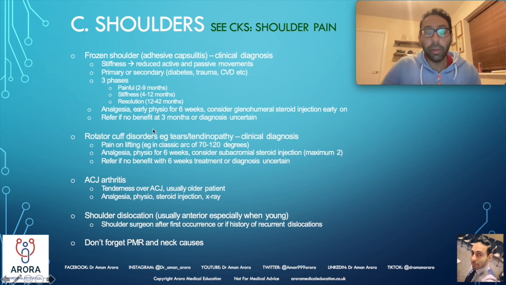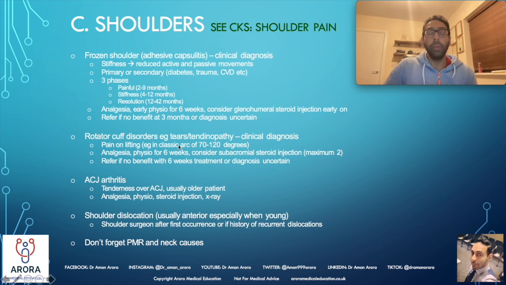How do you manage it as per NICE CKS? Analgesia, early physio for 6 weeks. Consider that glenohumeral steroid injection early on, like we mentioned, and refer if no benefit at 3 months, or if you're not quite sure what's going on. But 3 months is the key figure to remember for referral.